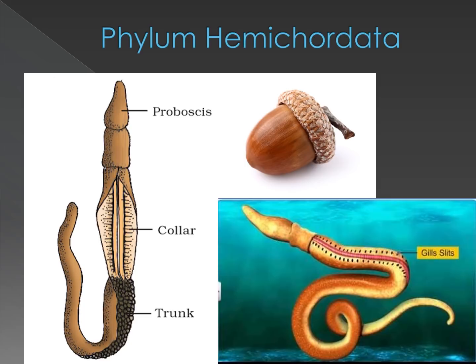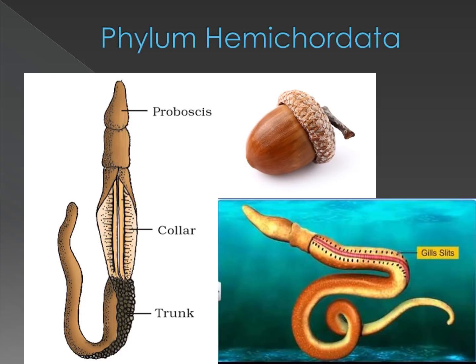This is also called the acorn worm, because it normally matches with the acorn nut. Now these are the animals which even have pharyngeal gill slits, as you can see in the picture. Some of them are unisexual, that is you may have male and female, but some of them are hermaphrodite, which means they have both male and female together in one single body.